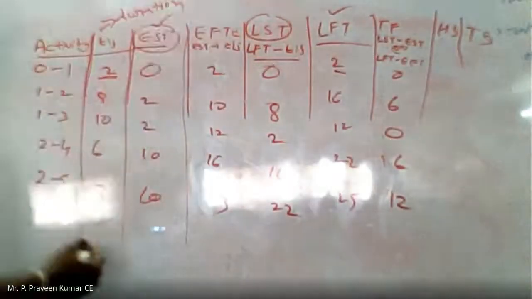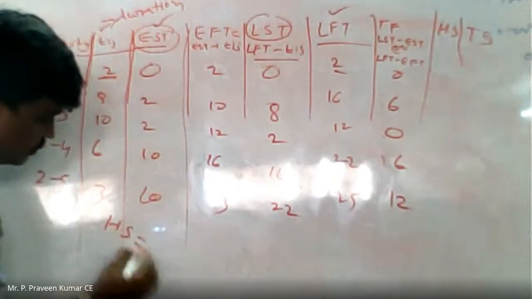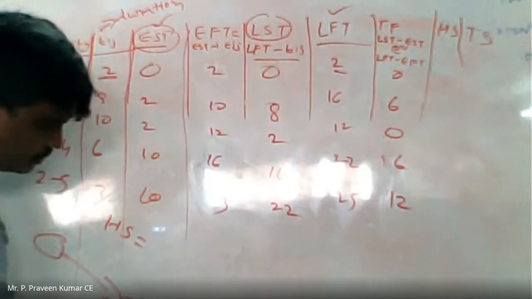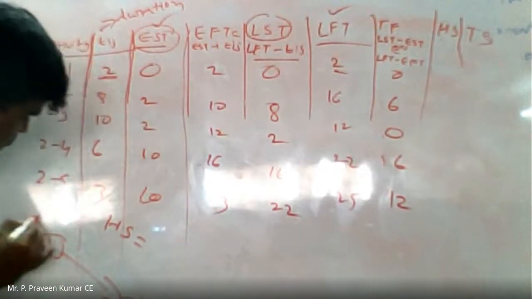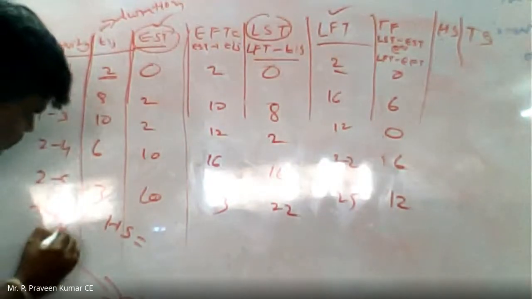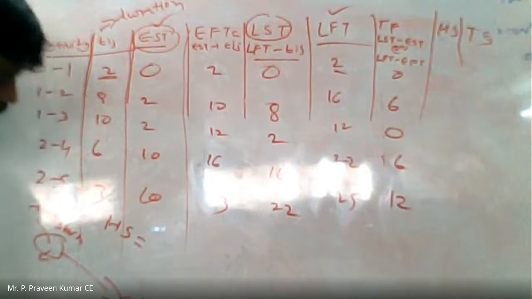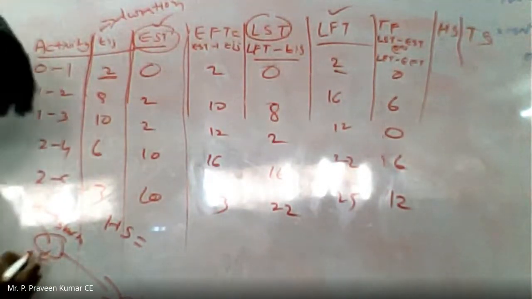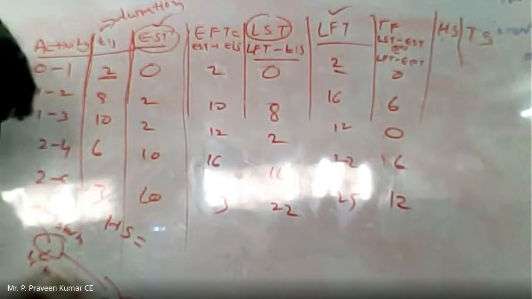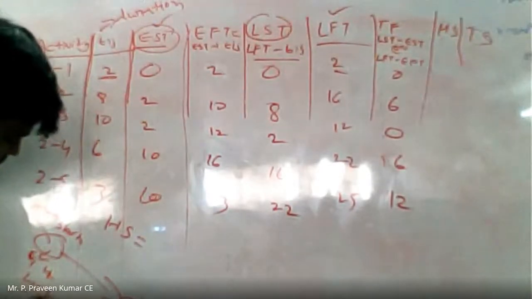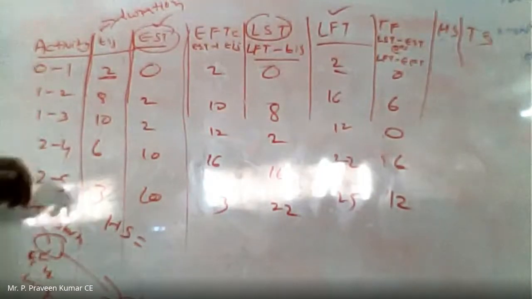I said already, if you draw the network diagram, this is the head slack and this is the tail slack. The starting node of the activity is the tail slack. The ending node of the activity is known as the head slack. There will be E1 and L1, E2 and L2. L2 minus E2, L1 minus E1. This is the formula of head slack.